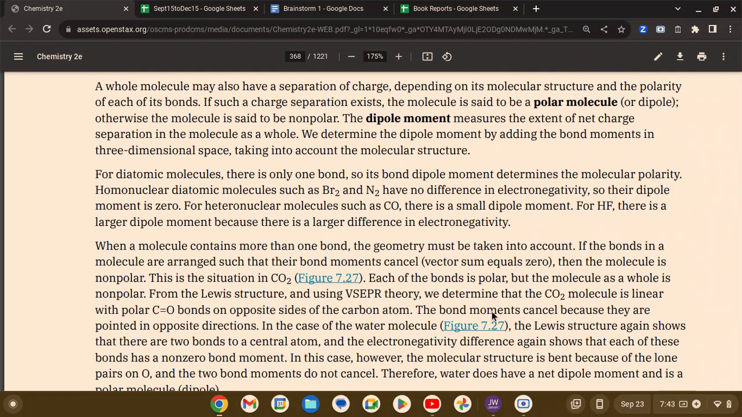For diatomic molecules, there is only one bond, so its bond dipole moment determines the molecular polarity. For homonuclear diatomic molecules, the dipole moment is 0. For heteronuclear molecules such as CO, there's a small dipole moment. For HF, there is a larger dipole moment because there is a larger difference in electronegativity.